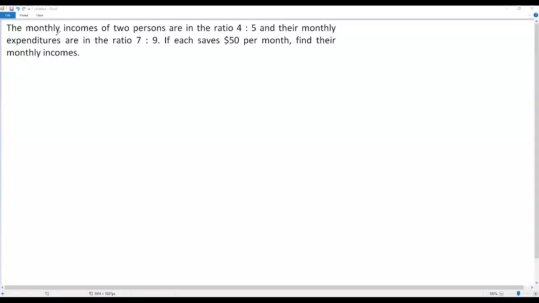Here we have a word problem on ratio. Okay, let's go to the information. The monthly incomes of two persons are in the ratio 4 to 5 and their monthly expenditures are in the ratio 7 to 9. If each saves $50 per month, find their monthly incomes.